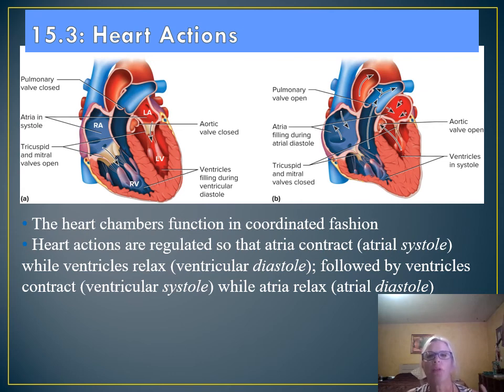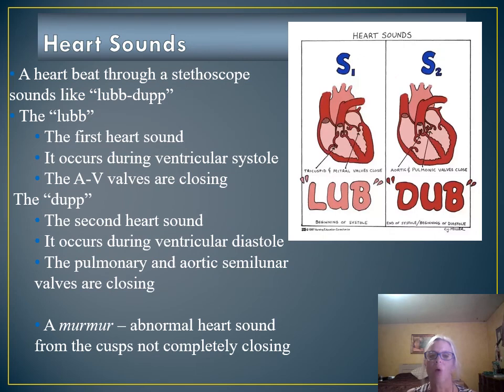Blood pressure in the large systemic arteries is going to be the greatest during ventricular systole. So how do our heart sounds coordinate with the events going on? The classic lub-dub of the heart is due to vibrations in the heart from the blood flow occurring with that relaxation and contraction and the closing of those valves. The first is the lub, which occurs during ventricular systole, when the atrioventricular valve closes. The second is the dub, occurring with ventricular diastole as the pulmonary and aortic valves close.